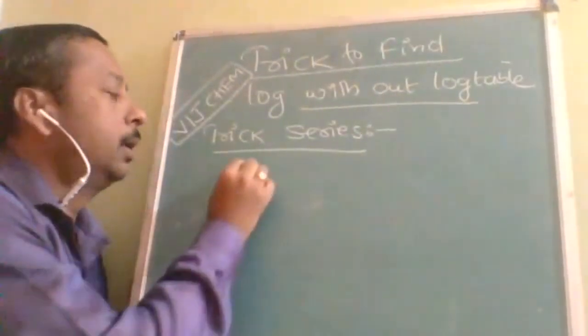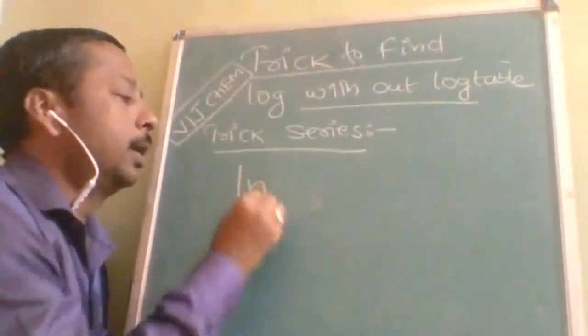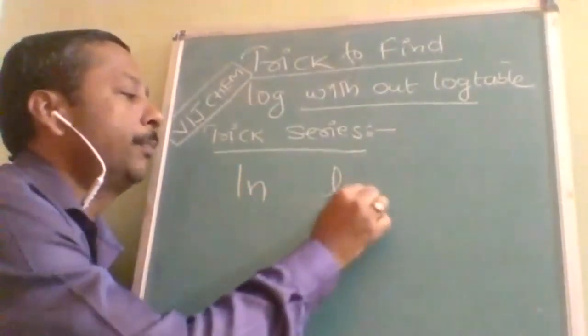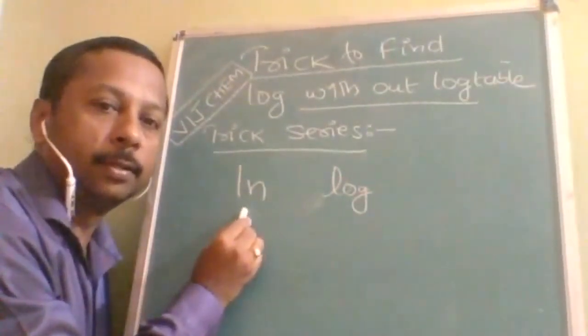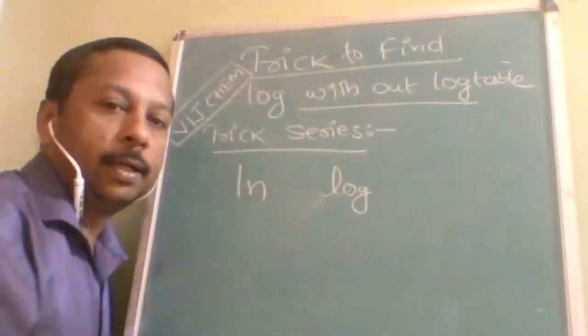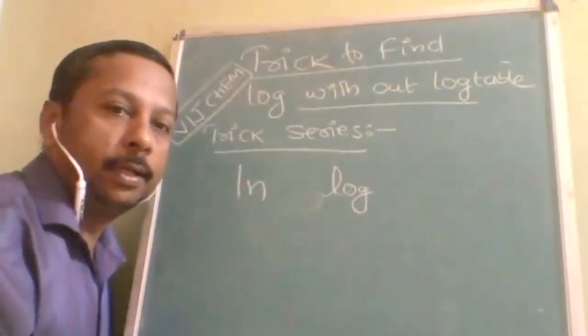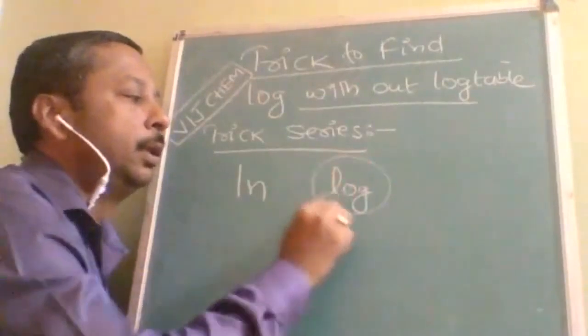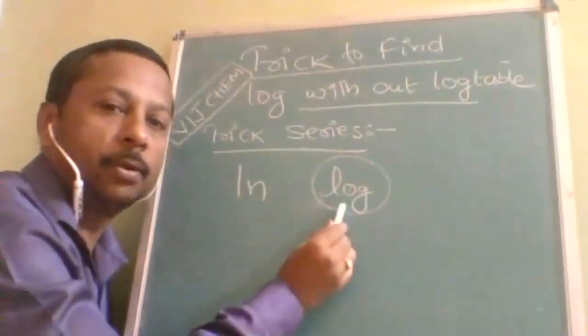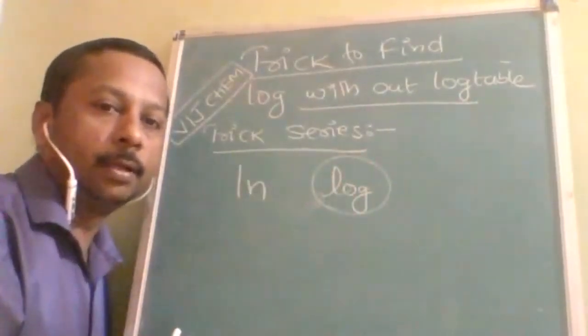Okay, so there are two types of logs. One is called ln and another is called log. This is called the exponential logarithm. This is called the 10 base logarithm. And in our examinations, in most cases, we will get the log term only. This is 10 base log, this is exponential e log.